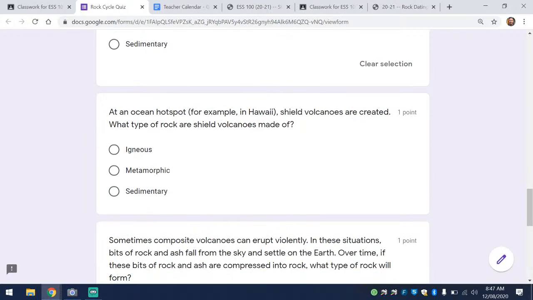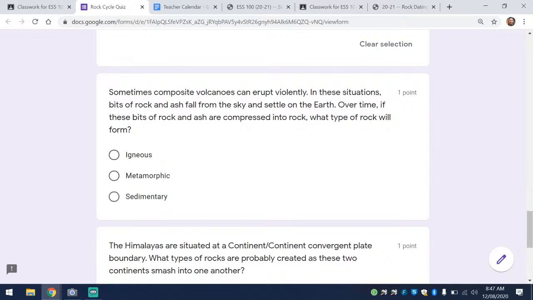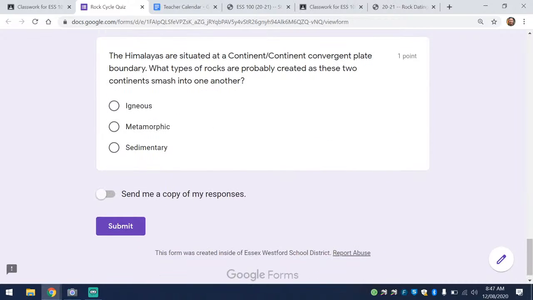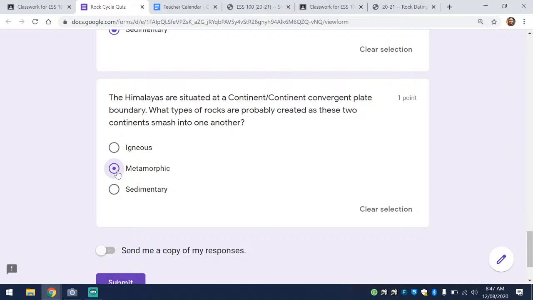An ocean hotspot. At an ocean hotspot, shield volcanoes are created. What type of rock are shield volcanoes made of? So they're made of lava that comes to the surface and hardens. That would be an igneous rock. Sometimes composite volcanoes can erupt violently. Bits of rock and ash fall from the sky and settle on the earth. That sounds a lot like sediment. Over time, these bits of rock and ash are compressed into rock, so that's sedimentary. And finally, the Himalayas happen when 2 continents smash into one another. And if you smash and smush and twist some rock, you get metamorphic.